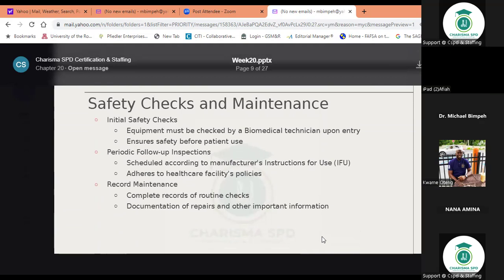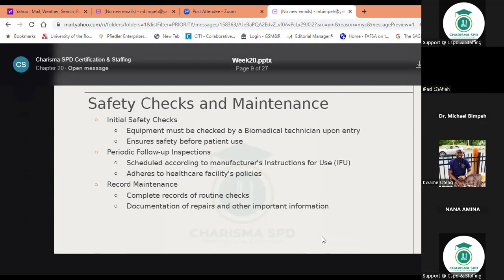Safety checks and maintenance. Initial safety checks. Equipment must be checked by a biomedical technician upon entry. Yes, when new instruments arrive, they must be checked by biomed, and also ensure safety before patient use. Yes, it should be functioning before they use it on a patient.